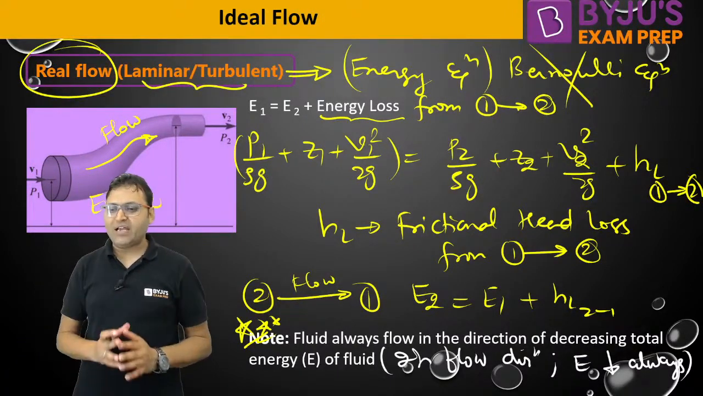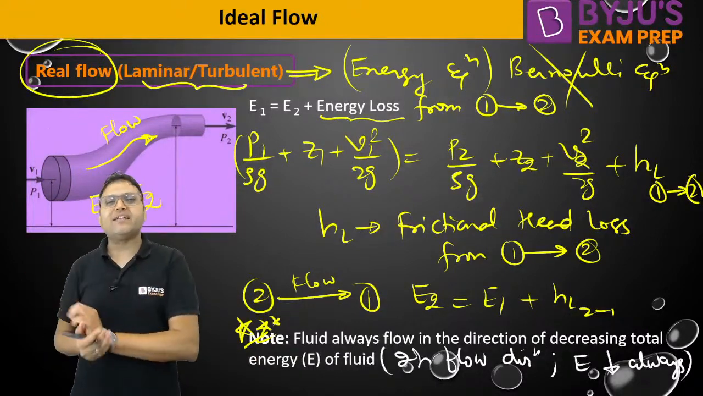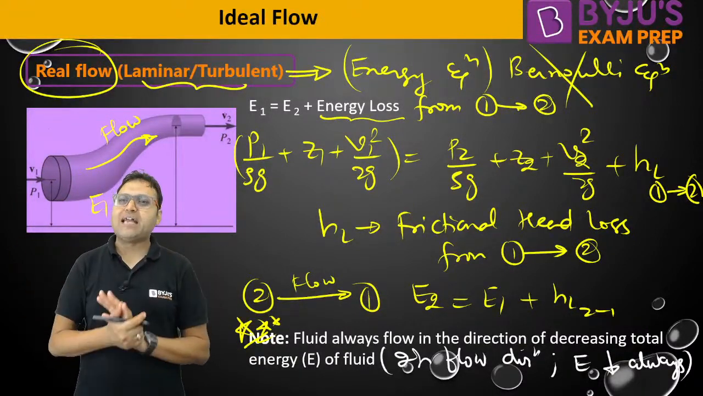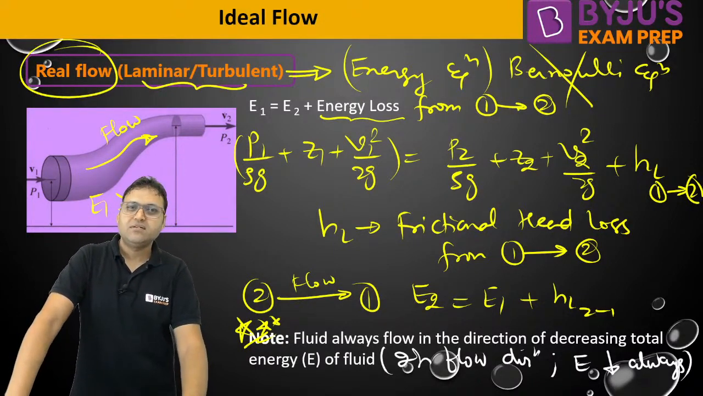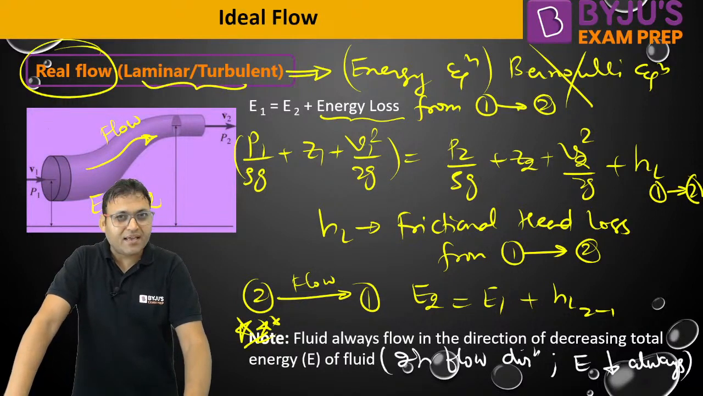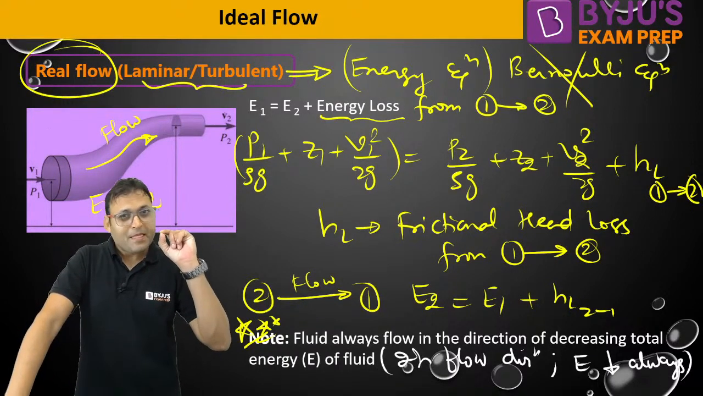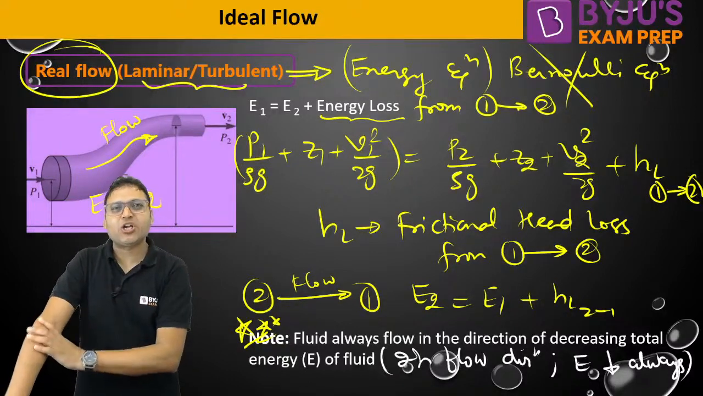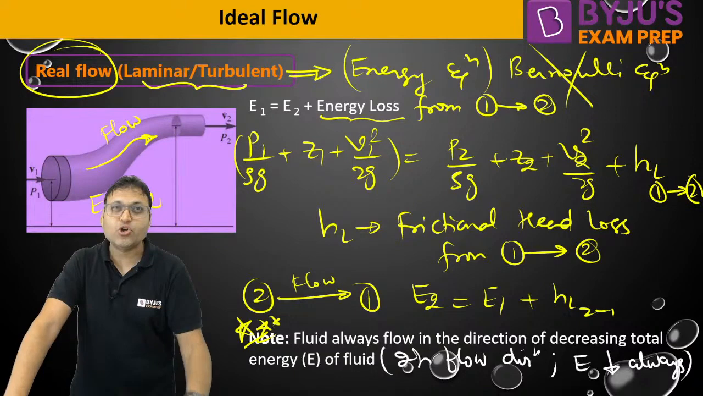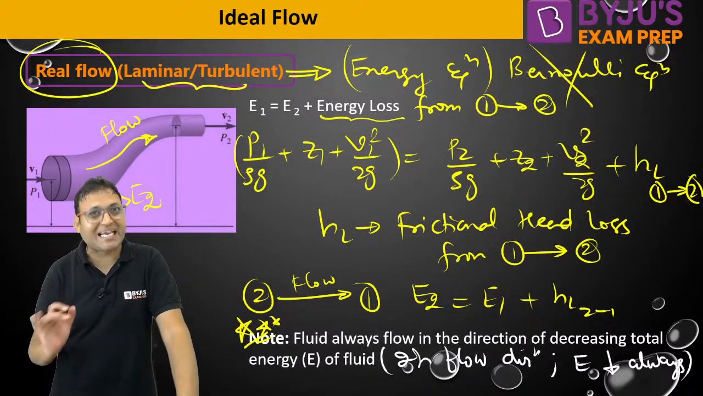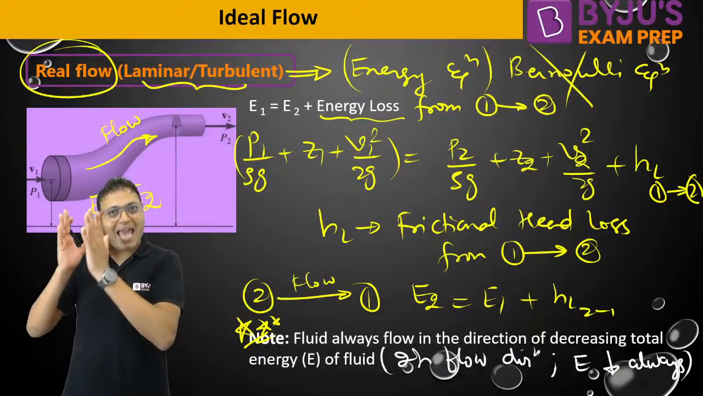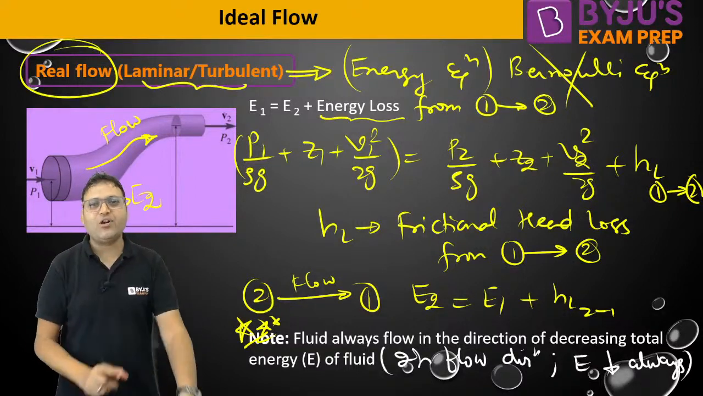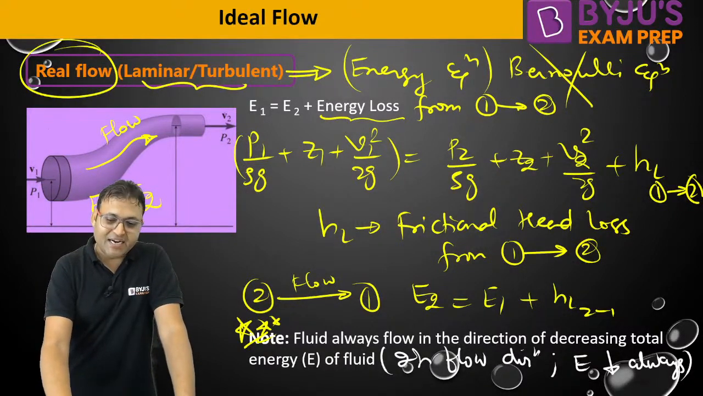So if we know the hydraulic energy at point 1 and at point 2, we can easily find out the direction of the flow, by comparing the total energy. Many students have this doubt: they think that the flow takes place in the direction of decreasing pressure. That is not correct. It is not the pressure which decides the flow direction. It is the sum of pressure energy, potential energy, as well as kinetic energy. The total hydraulic energy of the fluid decides the direction of the flow.